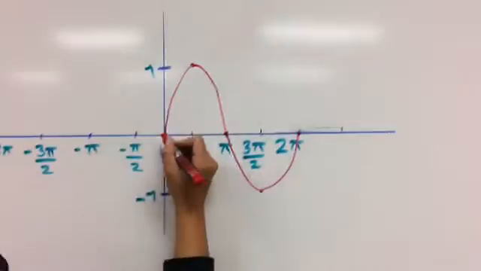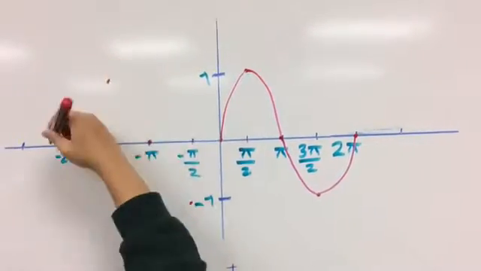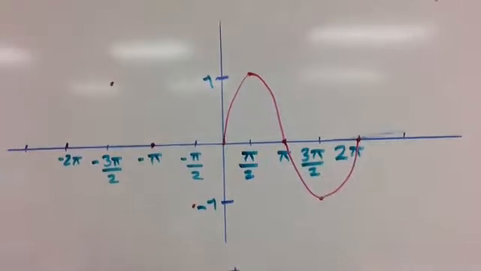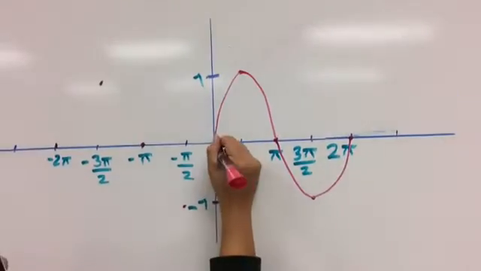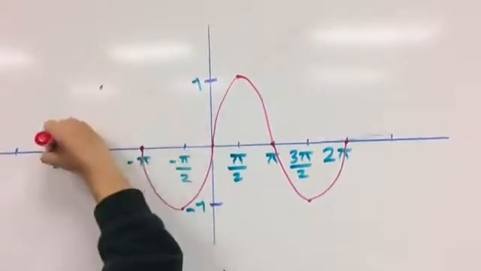When angles are negative, we go around the unit circle backwards. So at negative pi, we have the same point as pi, and so on. Then this can be connected as well to the positive side of the graph.